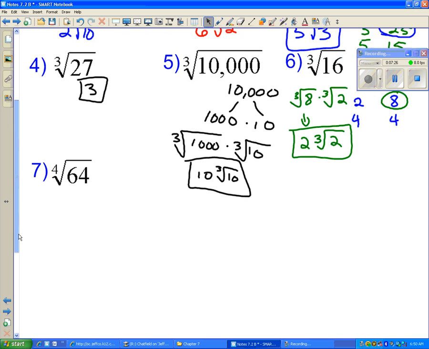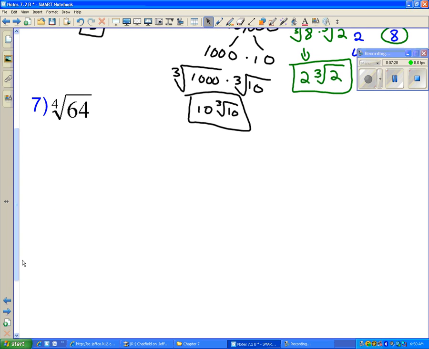So here we go, number 7. Again, the fourth root of 64. If I look on my perfect numbers, my course pack page 706, my perfect things to the fourth power are 1, 16, 81, 256, and 625. 1 and 16 are the only ones that are less than 64, so hopefully 16 will be in there.